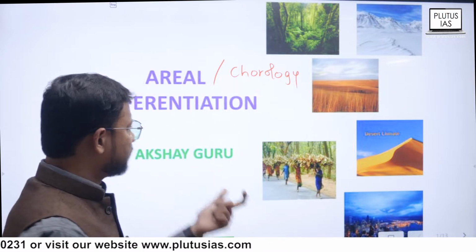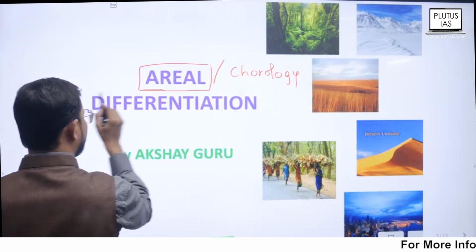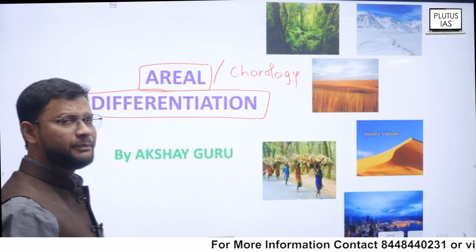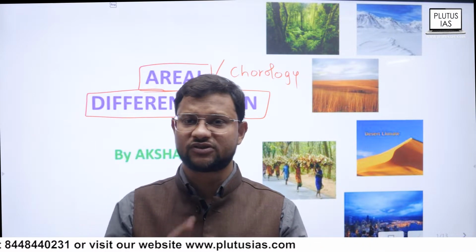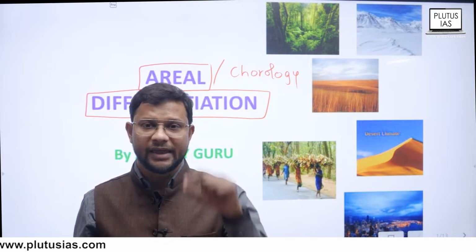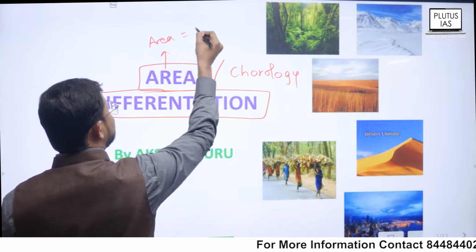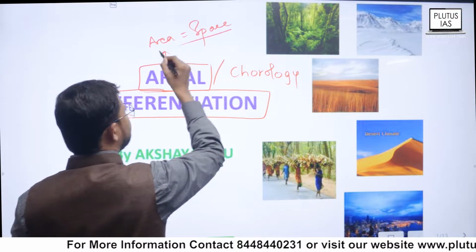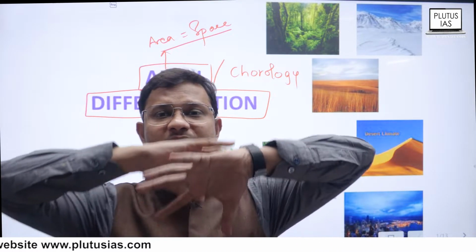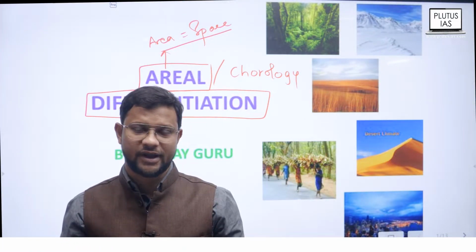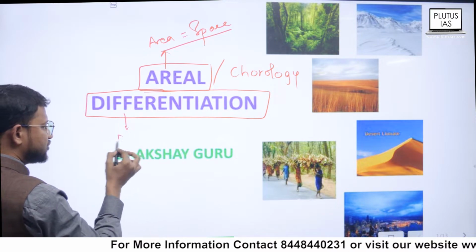देखो, just before going into the history and those aspects, the first thing, try to understand the meaning of the term from the words themselves. Now this term is actually composed of two words. Areal, that is area, that is about space, and as you know, geography is about space. That is a spatial science that deals with the spatial distribution of phenomena, right guys? And differentiation, the next one, is what? To differentiate.